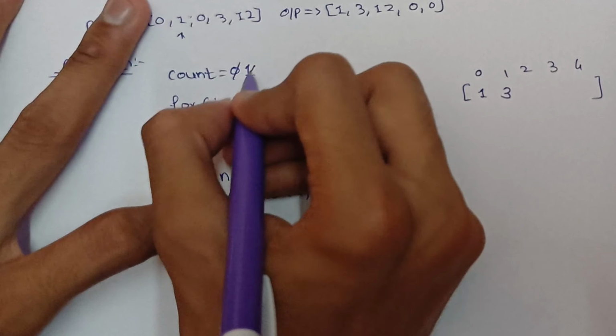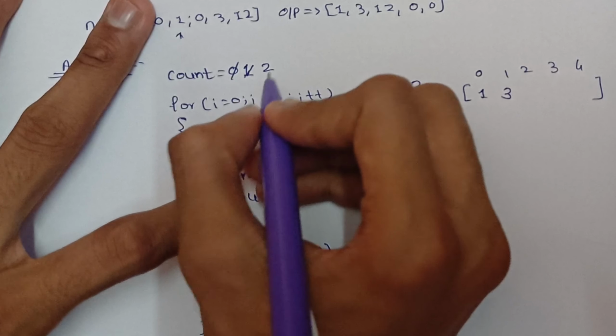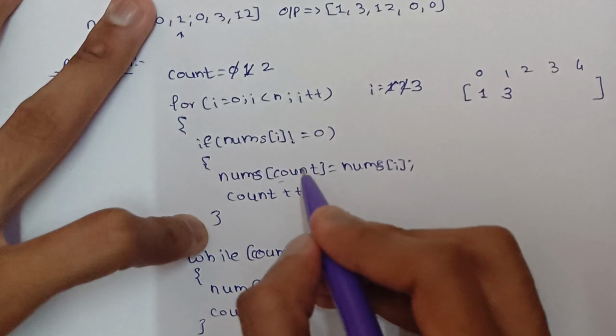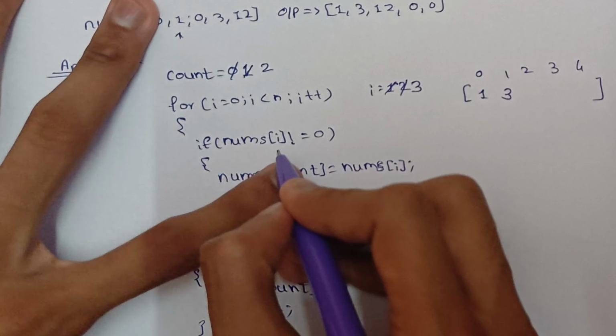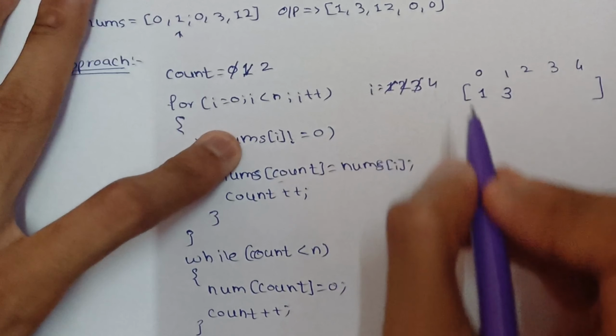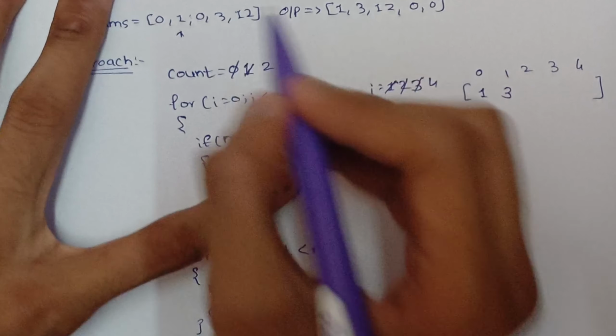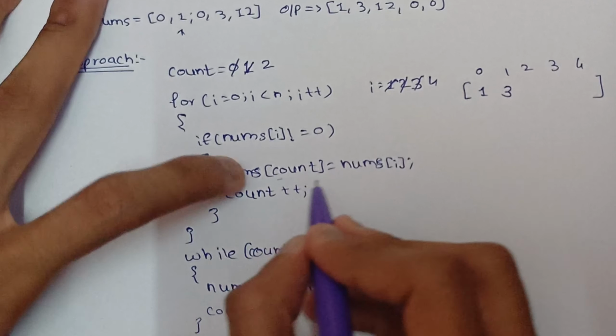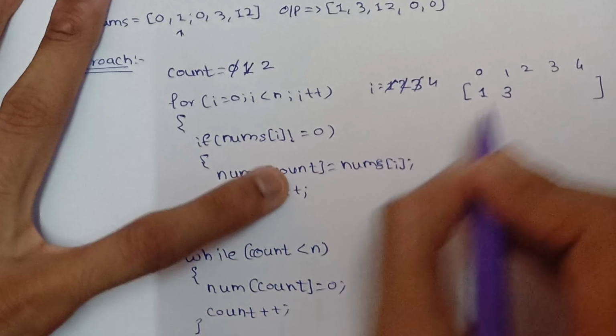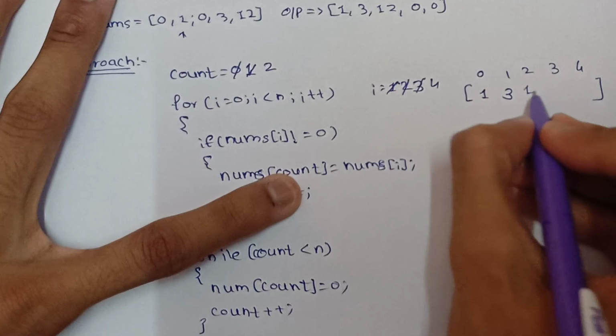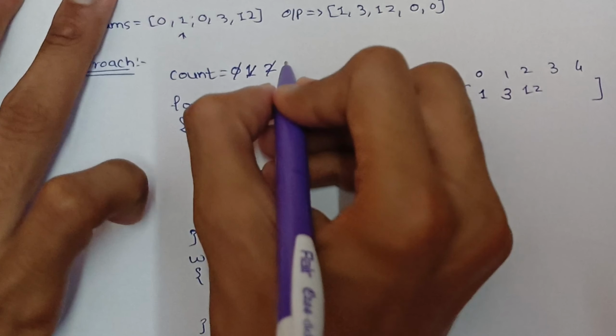Now simply increment i, count becomes 2 here. Then again it will check nums[i], i will become 4. At index 4, 12 is not equal to 0, yes, it's a correct condition. Then at index 2 we will put that 12, and then count will be incremented, count will be 3.